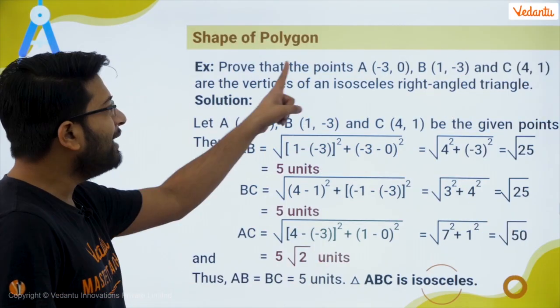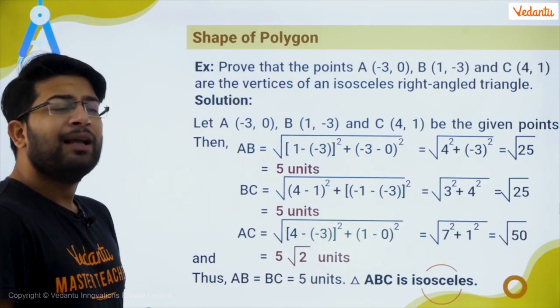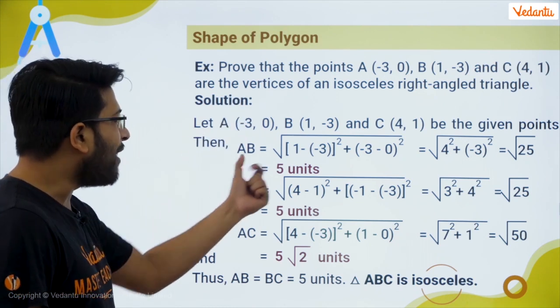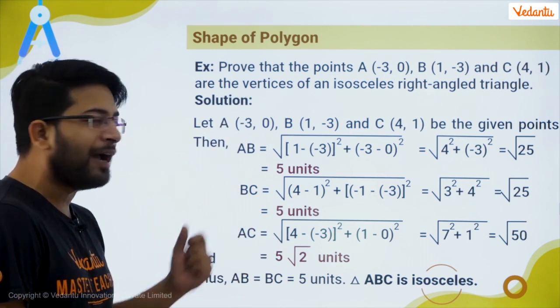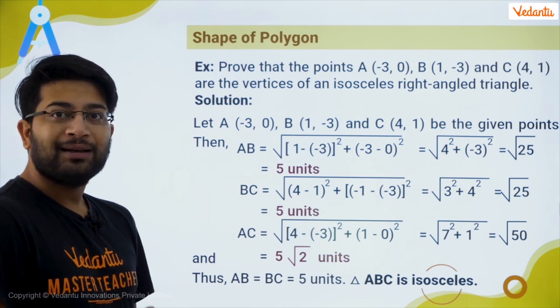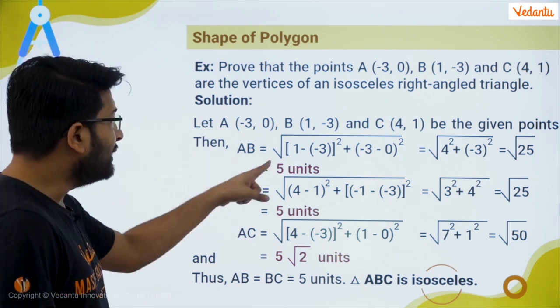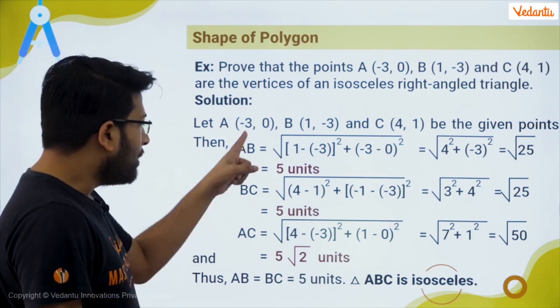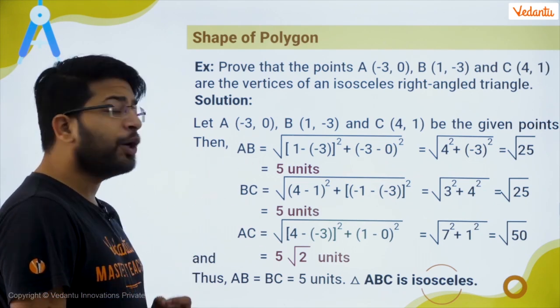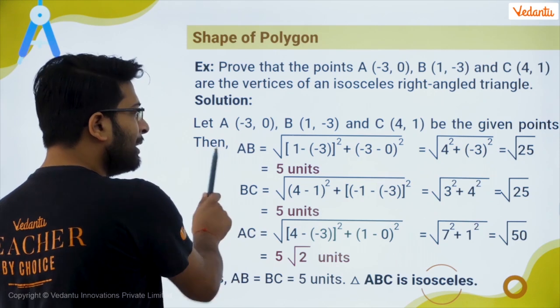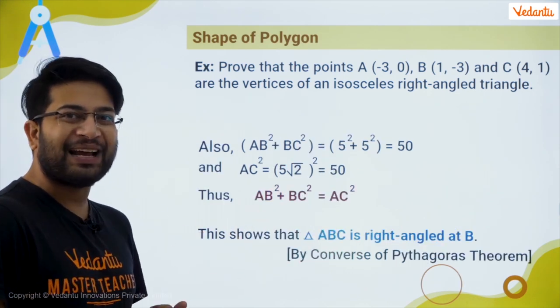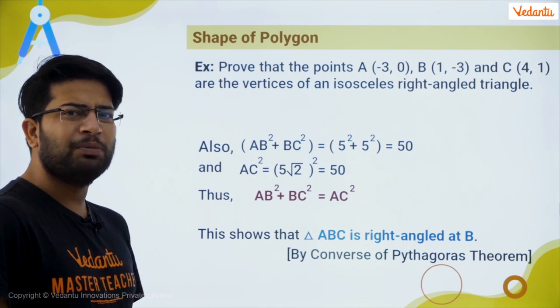So, champ, 3 vertices are given to us. Find distances AB, BC and AC. AB is 5, BC is 5, AC is 5 root 2. Now I can see that, first of all, these two are equal. It's an isosceles triangle. Now we can see the Pythagoras theorem is also applicable. If the Pythagoras theorem is applicable, then it's a right angle triangle also. That's it. Hence proved. Easy question. I hope it is clear.